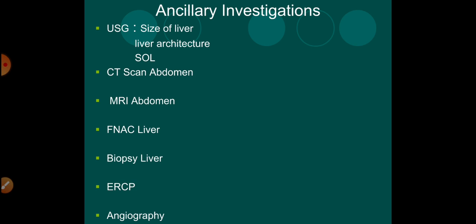FNAC. The role of FNAC in the diagnosis of liver disorders is whenever there is a space occupying lesion in the liver, the FNAC helps in differentiating whether the space occupying lesion in the liver is a benign lesion or a malignant lesion. It also helps in differentiating a malignant lesion, whether it is a primary hepatocellular carcinoma or a secondary deposit in the liver.